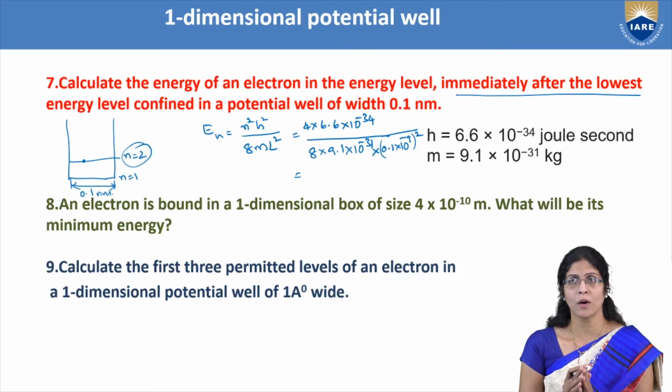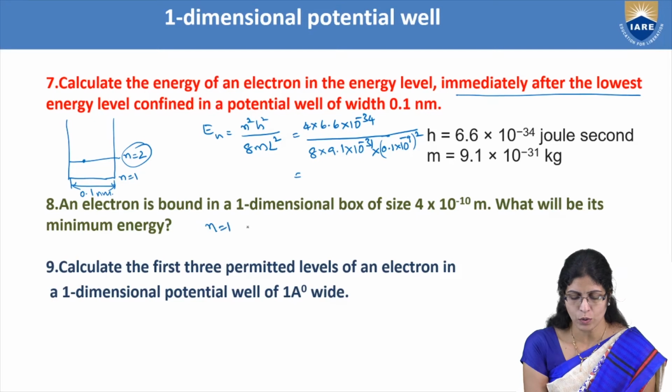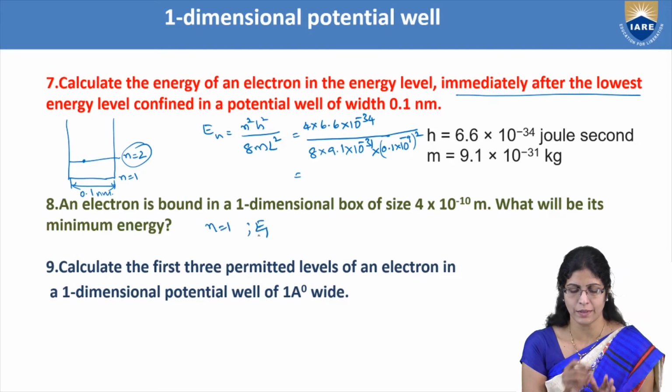An electron is bound in a one-dimensional box of size 4 into 10 power minus 10 meter. It's given in meter, so L is given. What will be its minimum energy? Minimum energy means what? n is equal to 1. So you will have to find out E1.